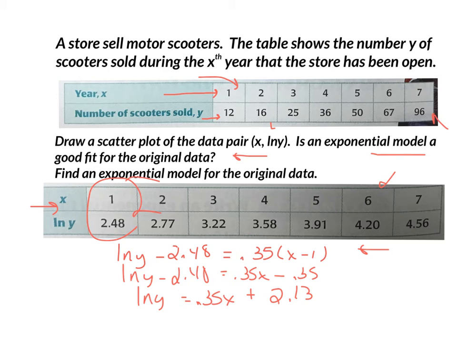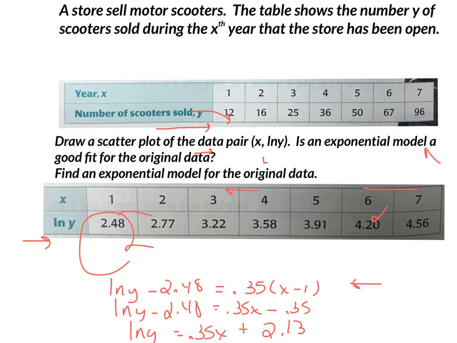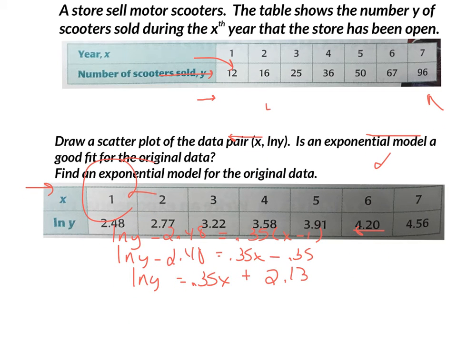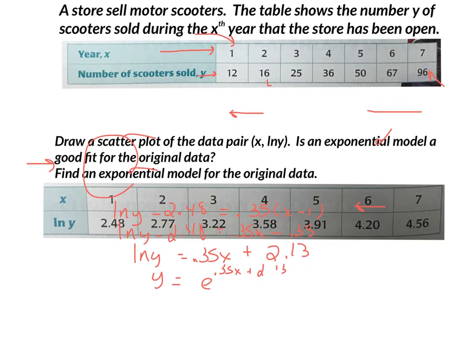Now to get the y, to get rid of the natural log, I'm going to do e to both sides. So I get e to this power right there. That's just how you undo the natural log: e to that power equals y. And because I have addition in my exponent, I'm going to use a rule we used a little bit earlier and break that up into two pieces. y equals e to the 0.35x times e to the 2.13.